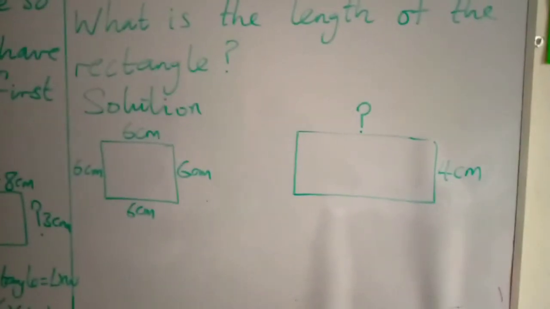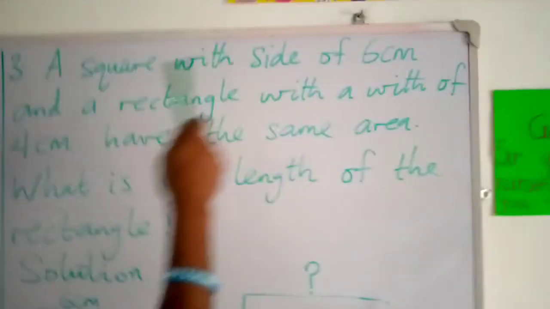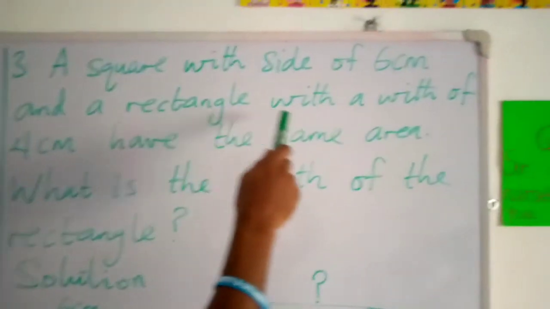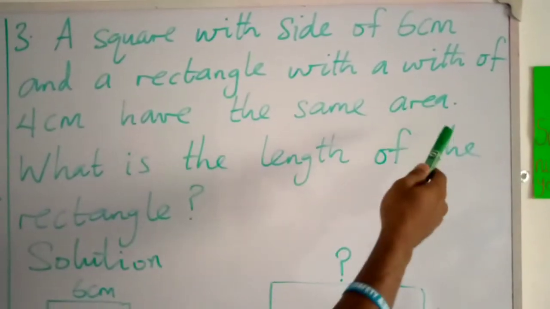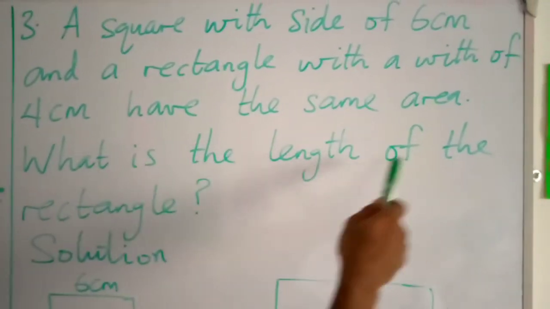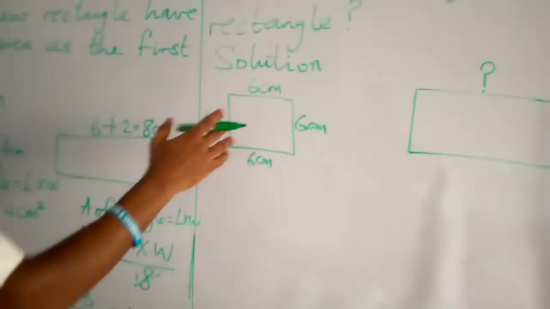Remember, I'll go back to the question again. A square with side of 6 centimeters and a rectangle with a width of 4 centimeters have the same area. What is the length of the rectangle? Now let's get the area of this shape.